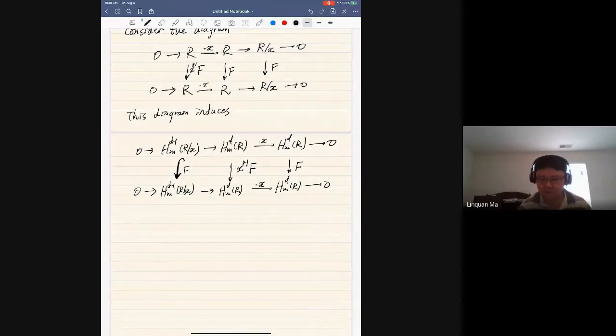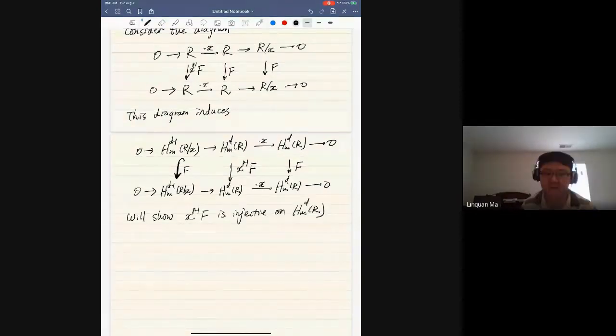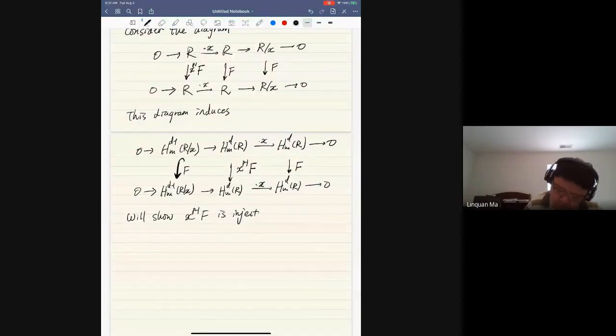this capital F on H^d_m(R) is injective. What I'm going to prove now is a slightly stronger statement: I'm actually going to show that the middle map, x to the p minus 1 times F, is injective on H^d_m(R). This clearly implies F itself is injective because this is a composition of two maps, the Frobenius and multiplication by x to the p minus 1. So this being injective is certainly stronger than capital F itself being injective. Okay, so now we just argue by contradiction.